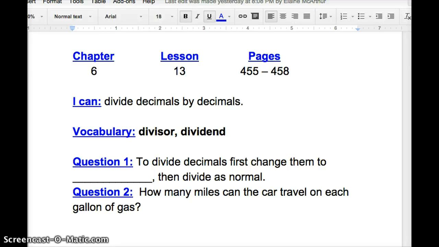Okay, today's lesson is Chapter 6, Lesson 13, on pages 455 through 458. Our objective is I can divide decimals by decimals. Vocabulary is divisor and dividend.